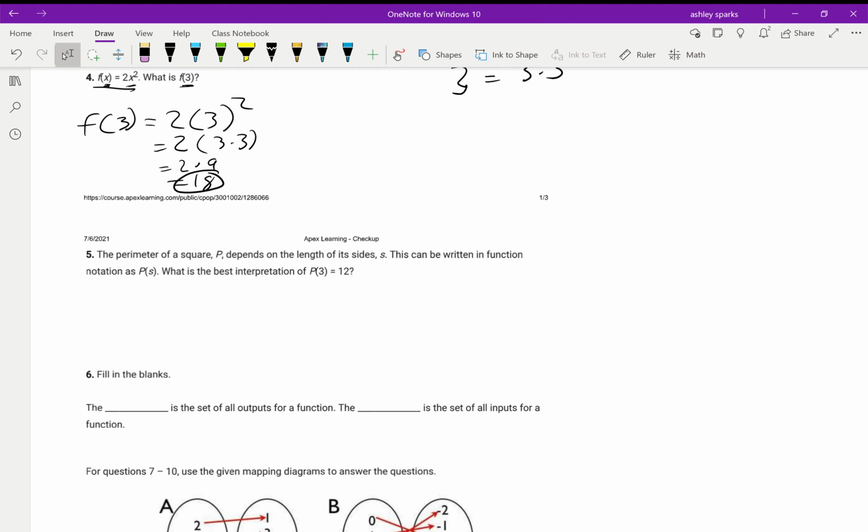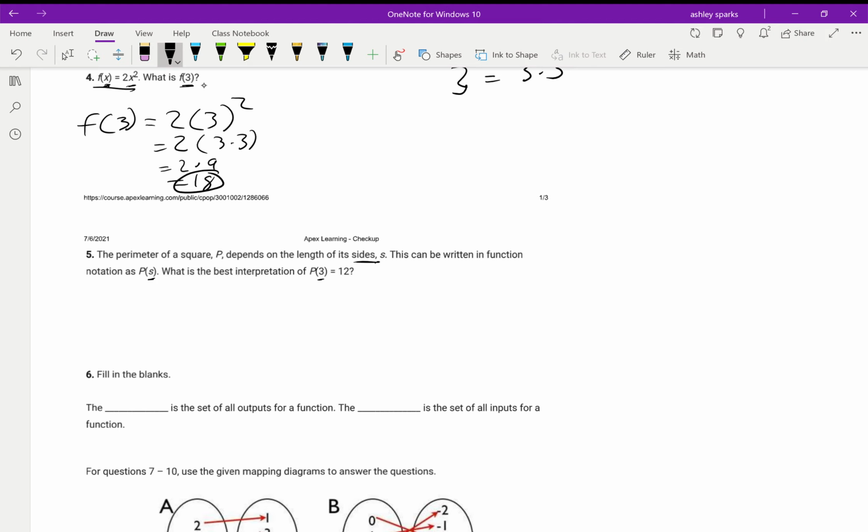This can be written in the function notation P(S). What is the best interpretation of P(3) equals 12? All right, so what this tells me is S is my sides, right? That's what we were told up here. I've replaced sides with 3.